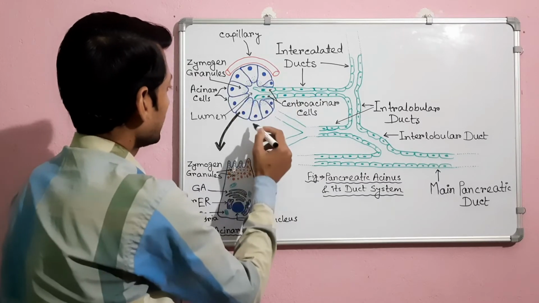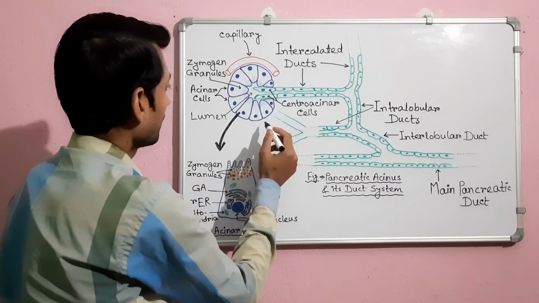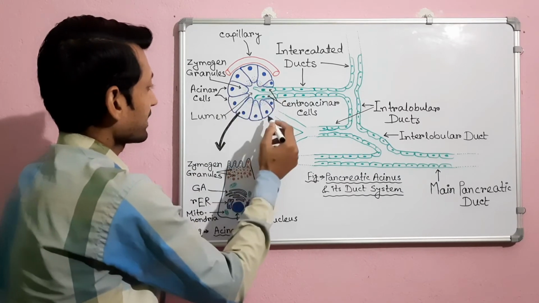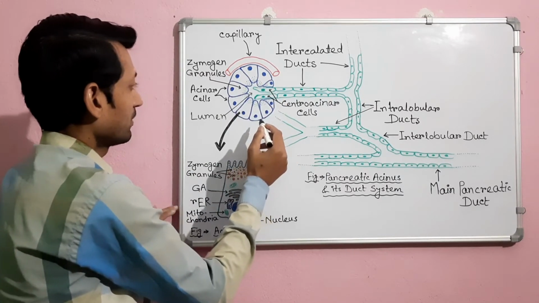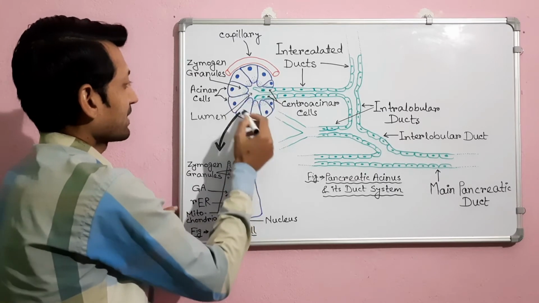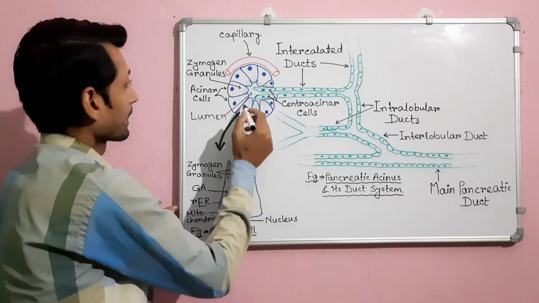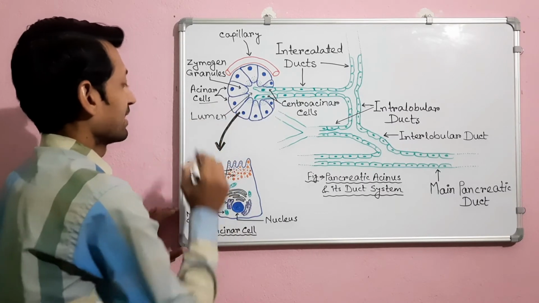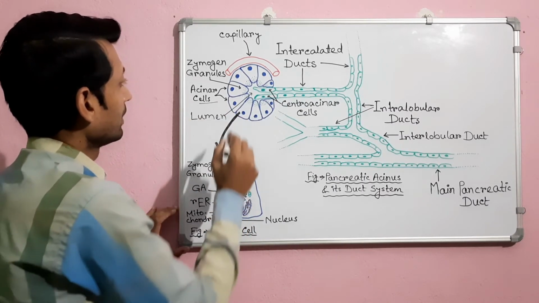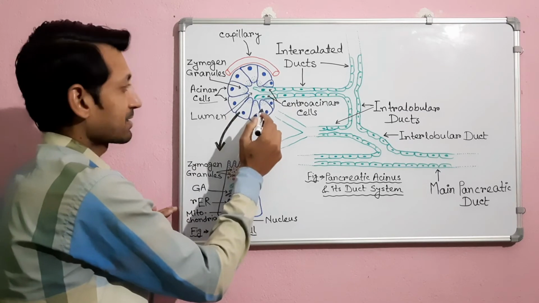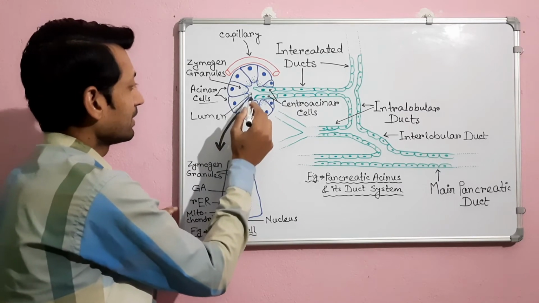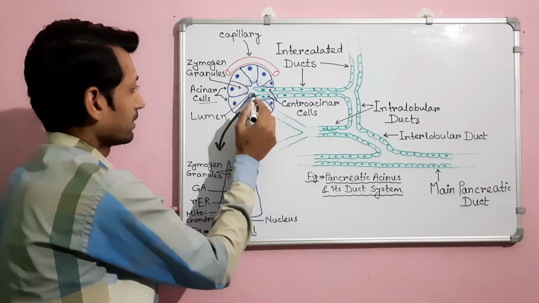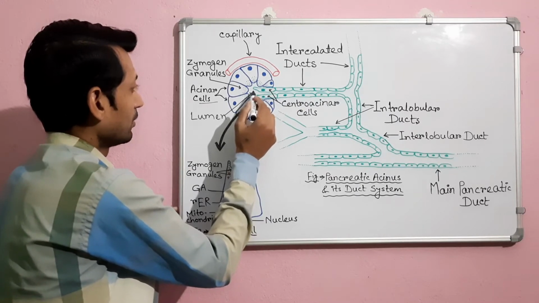This is an enlarged view of a pancreatic acinus. Each pancreatic acinus is composed of pyramid-shaped cells. So these cells are known as acinar cells. And all the acinar cells are oriented radially around a tiny central lumen. So this is the lumen.